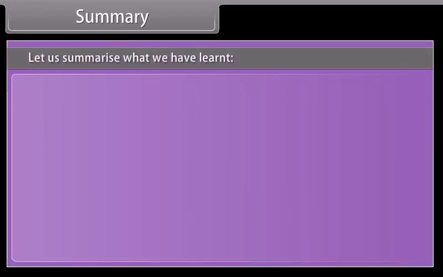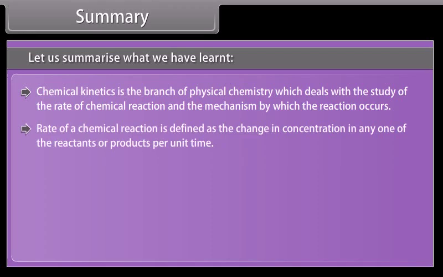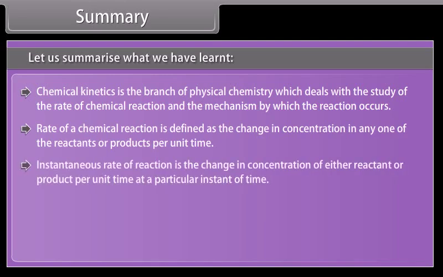Summary. Let us summarize what we have learned. Chemical kinetics is the branch of physical chemistry which deals with the study of the rate of chemical reaction and the mechanism by which the reaction occurs. Rate of a chemical reaction is defined as the change in concentration of any one of the reactants or products per unit time. Instantaneous rate of reaction is the change in concentration of either reactant or product per unit time at a particular instant of time.